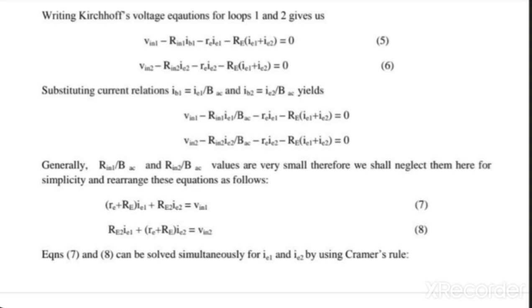The second term in both the equations is negligible. So we can write and rearrange the equations as follows. RE plus RE IE1 plus RE IE2 equal to V input 1. RE IE1 plus RE plus RE IE2 equal to V input 2. Solving these two equations using Cramer's rule, we can determine IE1 and IE2.